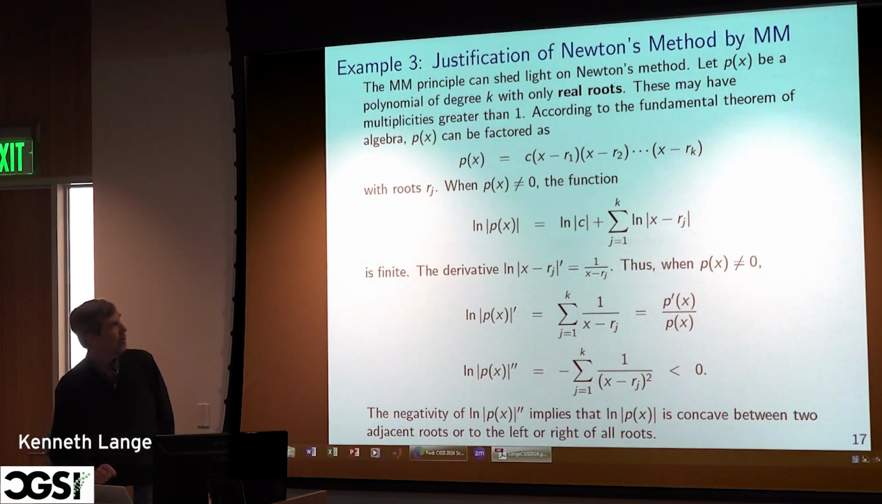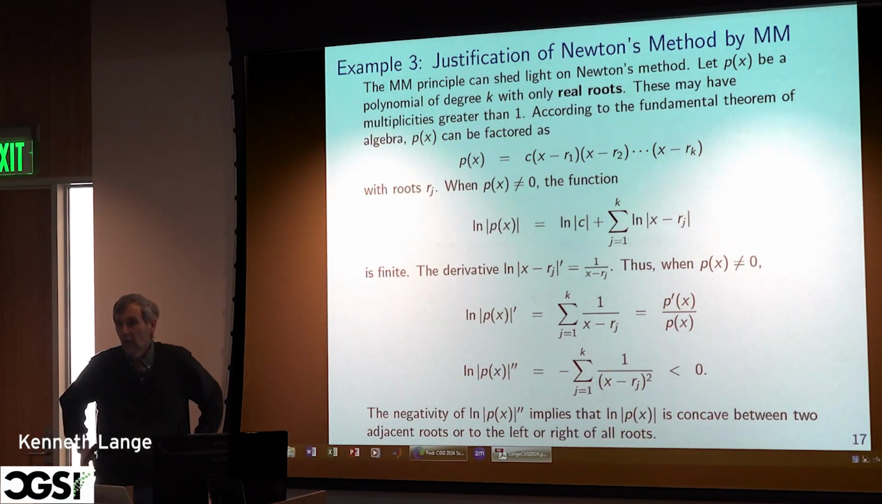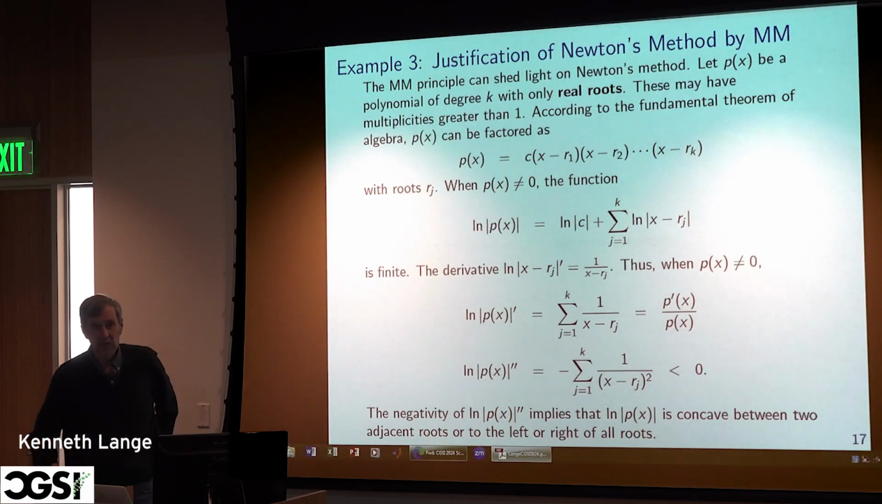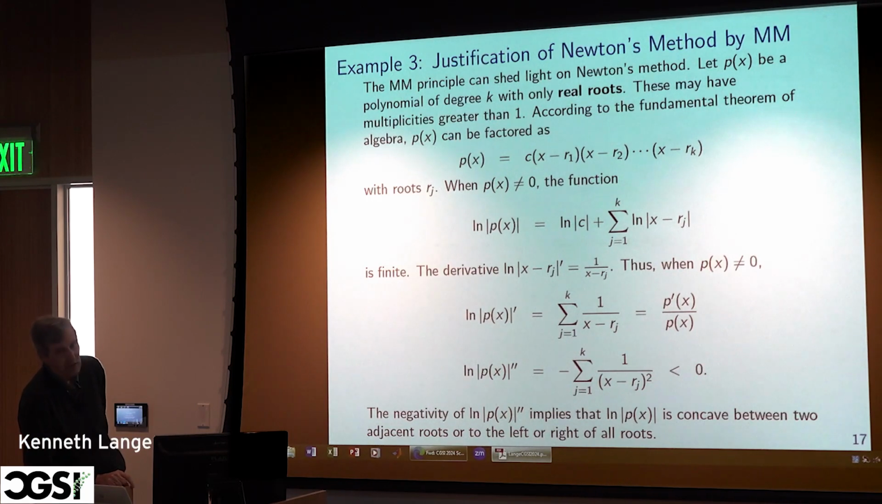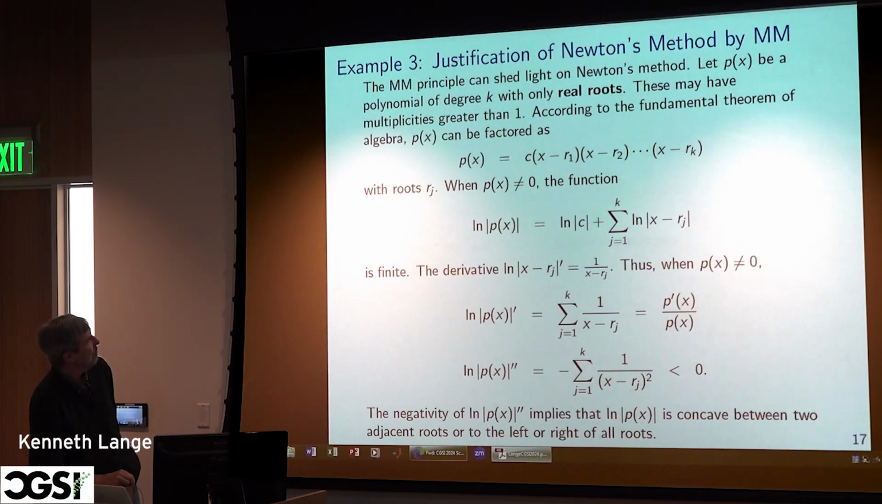The next one I want to show you is how you find a root of a polynomial. Now, this is predicated on the polynomial having only real roots. They may have multiplicities greater than 1. Certainly, if you take a characteristic function of a symmetric matrix, you know that the roots have to be real. So this is a problem of some interest. I've written the factorization of the polynomial in terms of the roots. That's standard high school stuff.